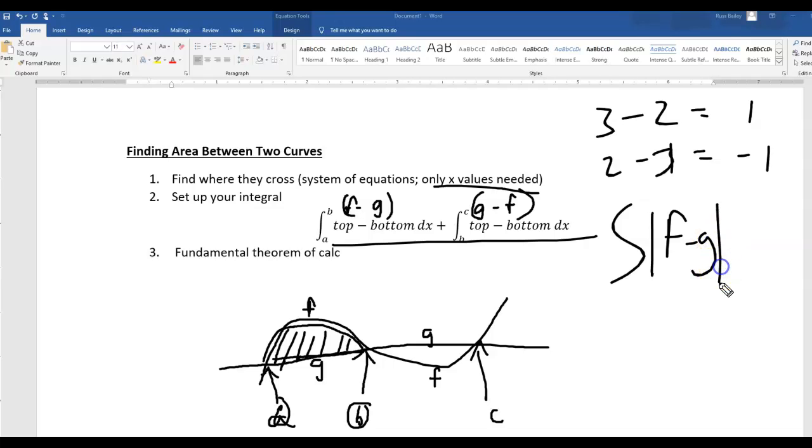It doesn't matter if you do f minus g or g minus f, because they're the same. And also, we don't have to break it up into two separate integrals. We can just start at A and end at C. So this is what you would do if you're doing it on a graphing calculator.